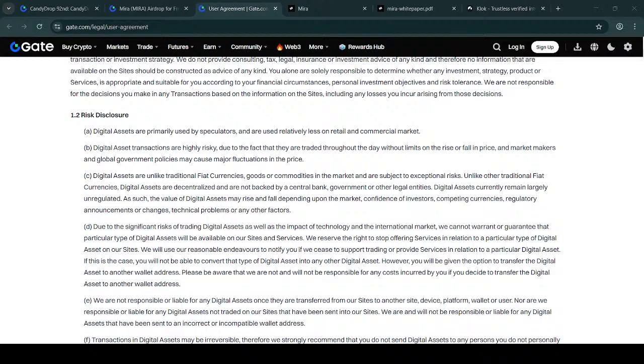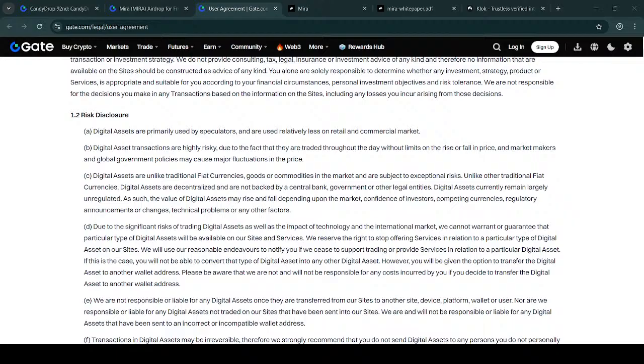So we reserve the right to stop offering any service in relation to a particular type of digital asset on our site. We are responsible and will notify you if we stop supporting trading or providing any service in relation to a particular digital asset. In this case, you will not be able to convert that type of digital asset into any other digital asset. However, you will be given an option to transfer the digital asset to another wallet address. Please be aware that we will not be responsible for any cost incurred if you decide to transfer the digital asset to another wallet address, guys.